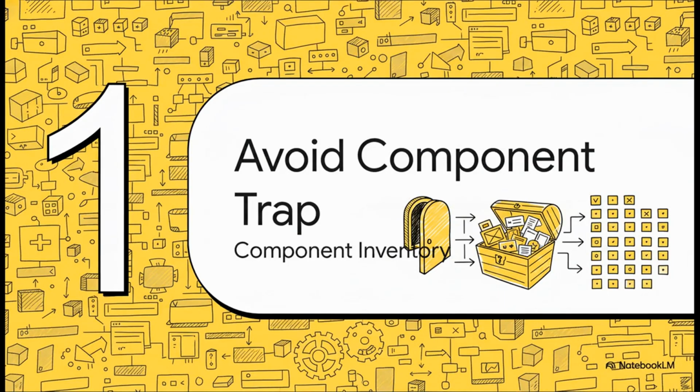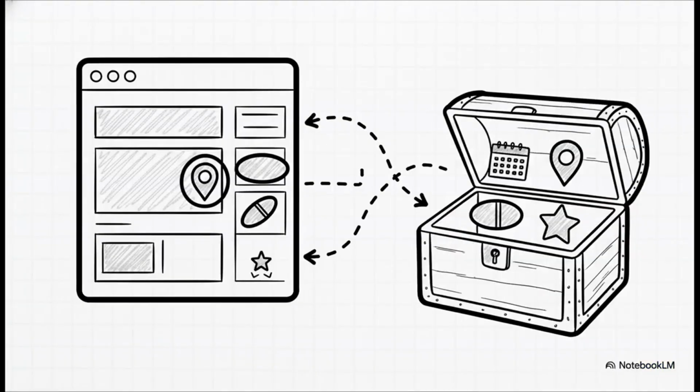All right, Section 1, avoid the component trap, starting with a component inventory. Let's look at how an inventory actually works using a sample events page. If we take our time and really break it down, we can pull out distinct items. Things like the page title, the event date picker, the user location, and event type chips.